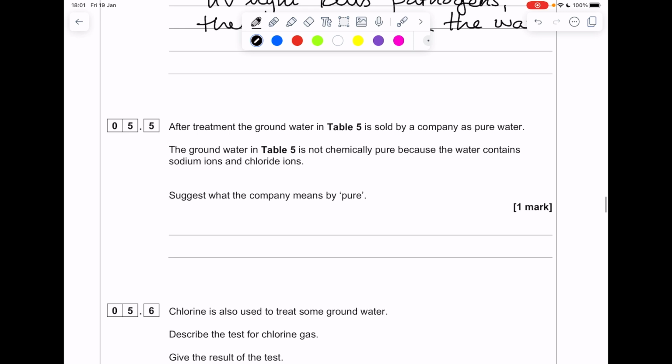After treatment, the groundwater in table 5 is sold by a company as pure water. The groundwater in table 5 is not chemically pure because the water contains sodium ions and chloride ions. Suggest what the company means by pure. Yes, I mean, it's not a very technical state, is it? You can actually get away with saying that it's water with nothing added. I'm going to just say water contains no pathogens. Or you could say that it's in its natural state.